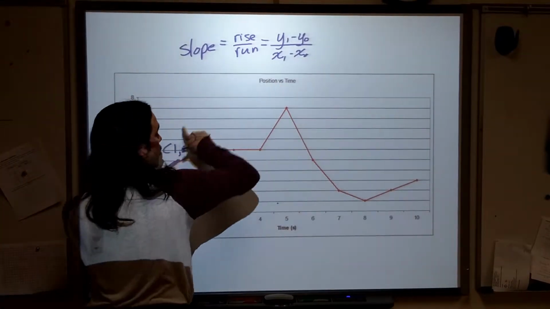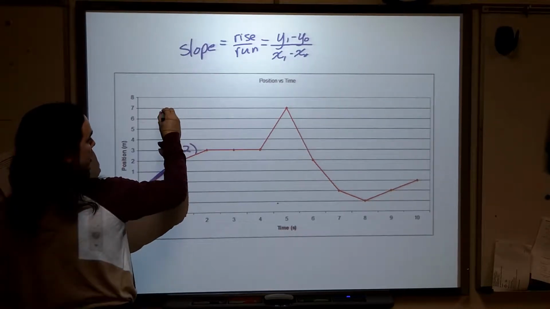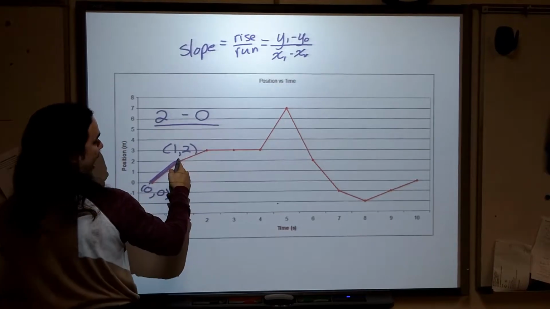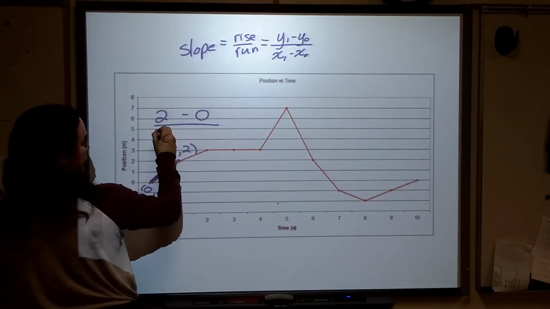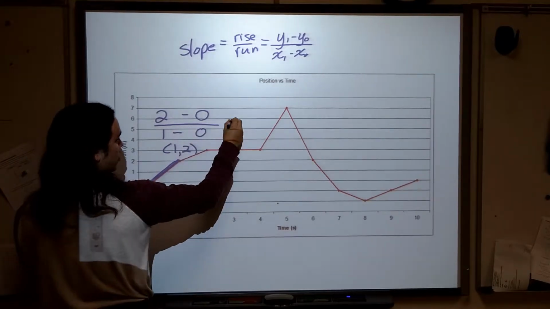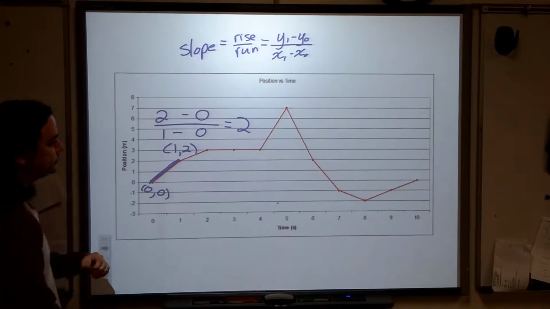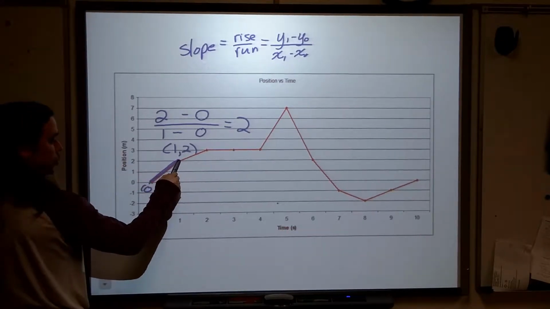So if I find my slope right in here, I would take y2, which is 2, minus 0. So that's going to be 2 minus 0 over my run, x1, 1 minus x0, which is 0, so that's going to be 1 minus 0. I end up with 2 minus 0, 2 over 1, that gives me 2. Hooray, slopes. But I've mentioned this many times in class, this isn't just 2.